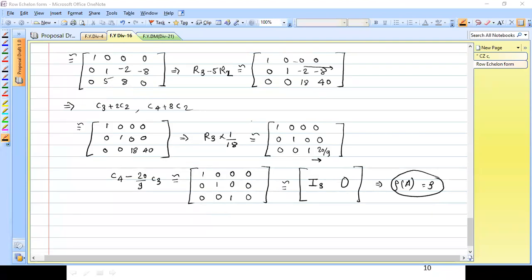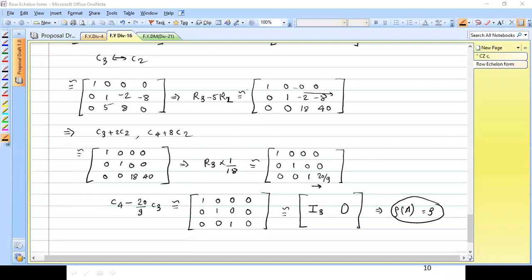Please tell me what is the answer given in the question? Is the answer given? 3, sir. Yes, it is 3. So see, it is 3. Got it, everyone? So this is nothing but what we call the normal form. That's it. Does everyone understand this now? Yes, sir.